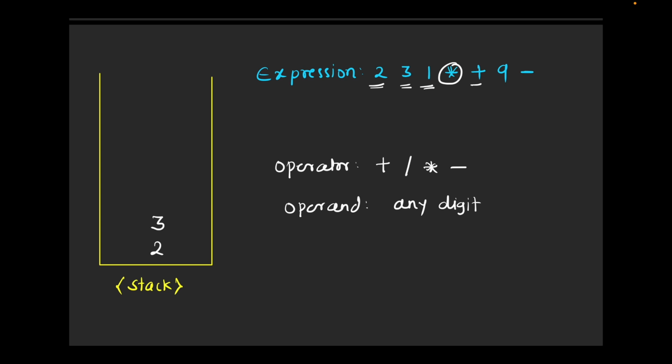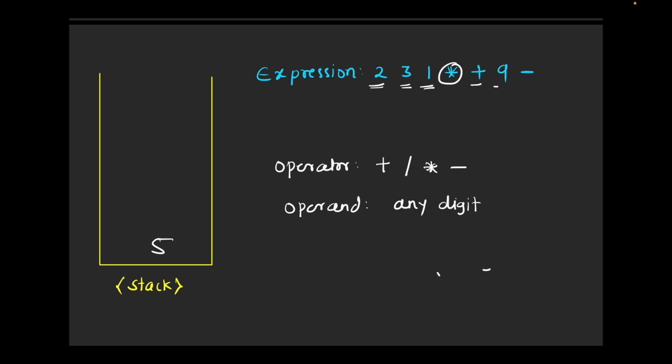Now I came across plus. So what I will do is, again pop the top 2 elements from the stack. So I popped the 3 and assigned it to A, and I popped the 2 and assigned it to B. Now I have to perform the plus operation. So how can I perform the plus operation? B plus A. What is the value of B? 2. Plus what is the value of A? 3. What is the answer we got? 5. So simply push it into our stack. So we also performed the plus operation.